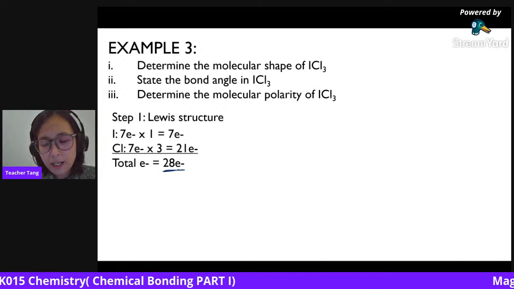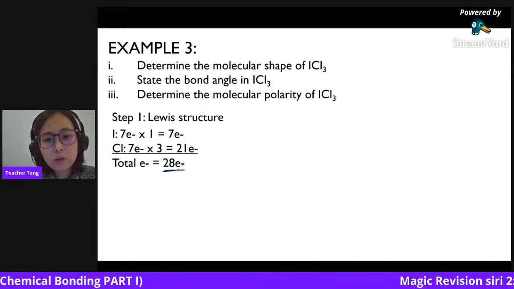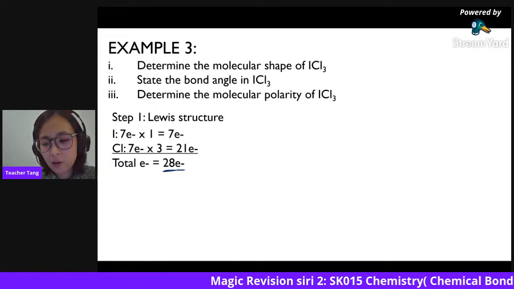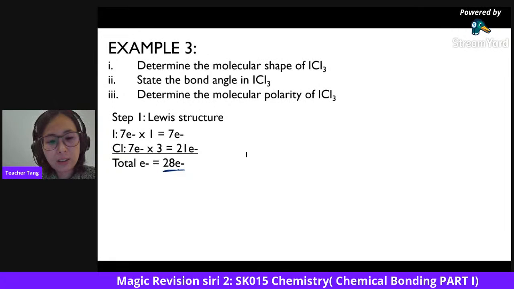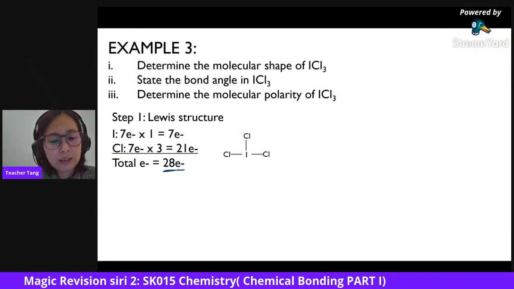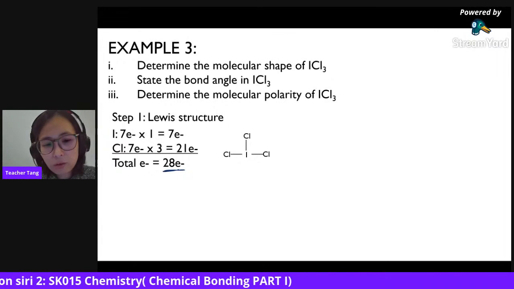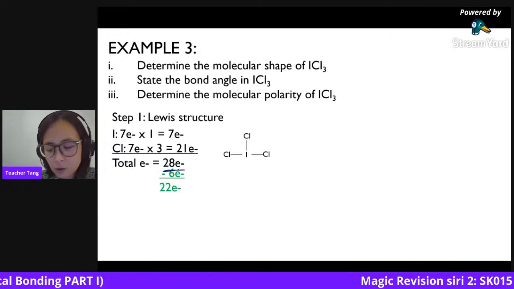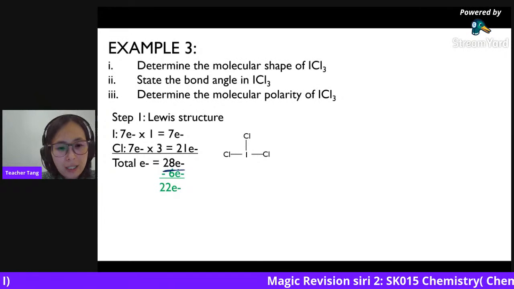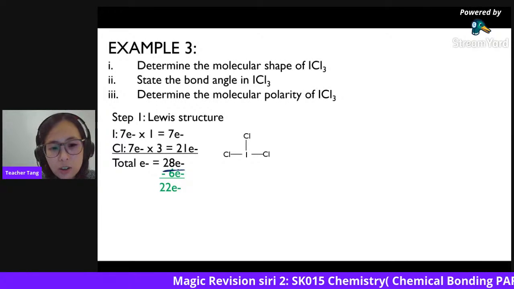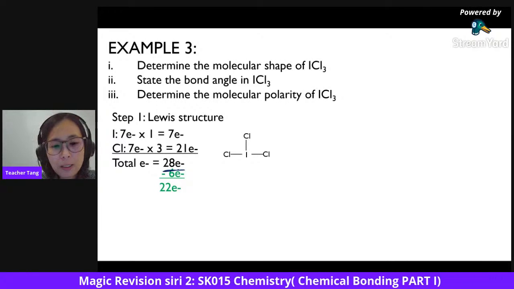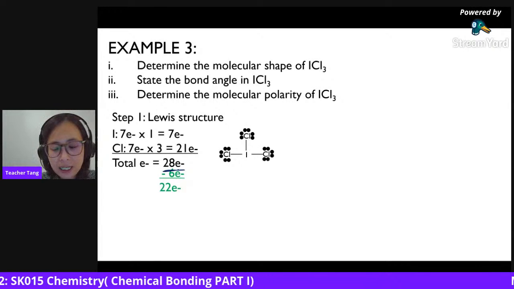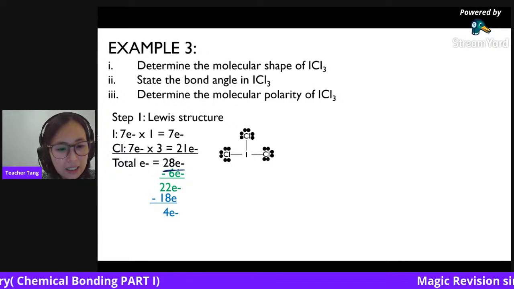And then we need to draw the skeletal structure. So iodine is less electronegative than chlorine, therefore it becomes the central atom. So this is the skeletal structure for ICl3. So I have drawn 6 electrons. So minus 6, so 22 electrons remain. And then we need to make the terminal atoms Cl octet. So by making the terminal atoms Cl octet, I have drawn another 18 electrons.